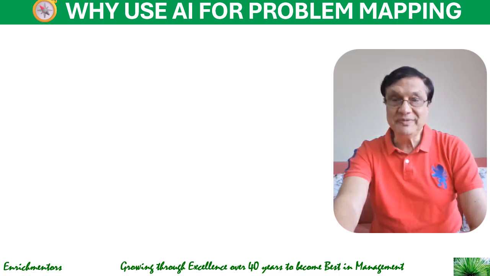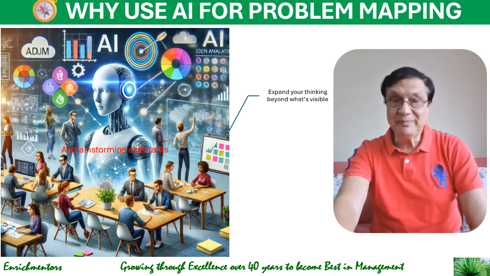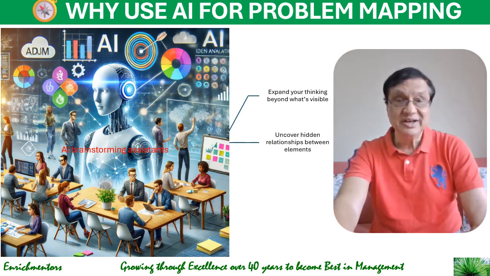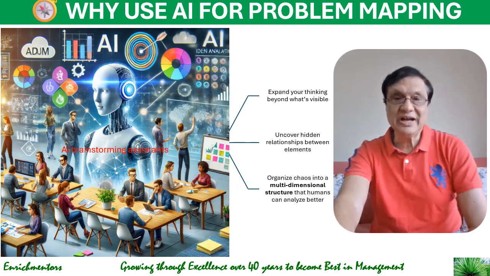AI brainstorming assistants like ChatGPT, Notion AI, Miro AI, or Whimsical AI can do a few things for us. They can expand our thinking beyond what is visible. They can help us uncover hidden relationships between elements. Obvious is obvious, but what is not visible, they can help us with that. And they can also organize this chaos into a multi-dimensional structure that we can analyze better as human beings. So that's why it makes great sense to use AI for problem mapping, the first step of problem solving.